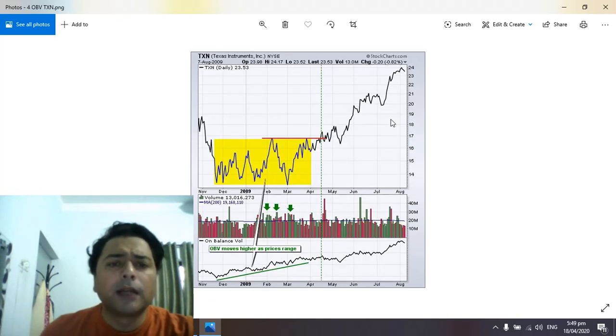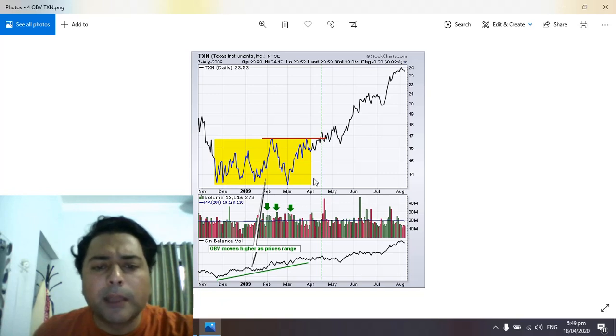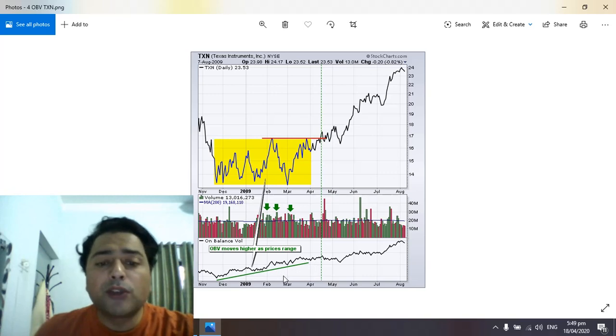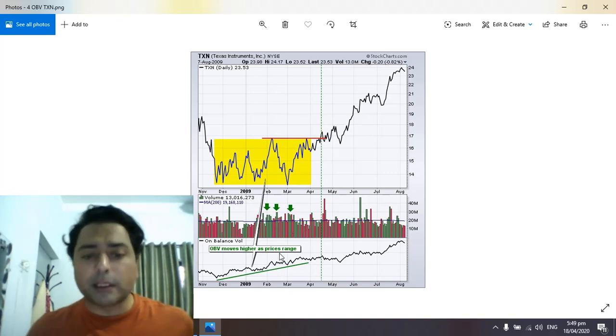Next up we have Texas Instruments. There is range trading from December 2008 to April 2009, and during the same period we have an upward trend in the OBV line, which shows there is a bullish divergence. Yes, not bearish, bullish divergence.